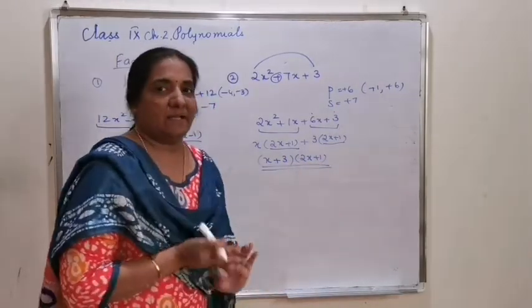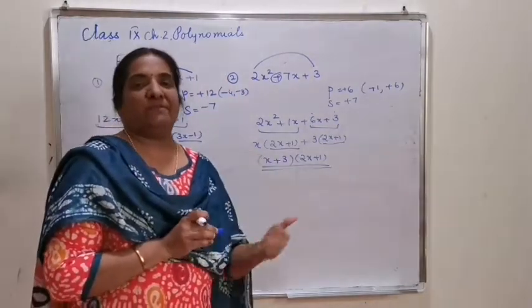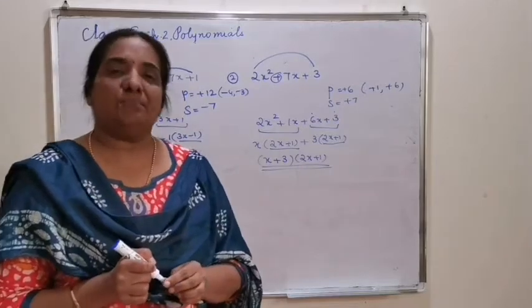Both these sums are given with the product value as positive, one of them with a negative sum and one of them with a positive sum.